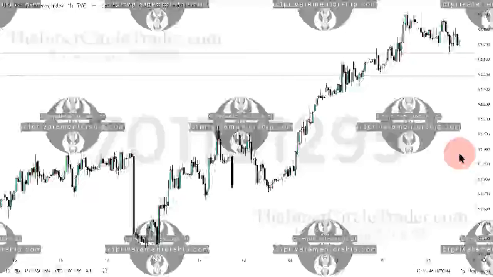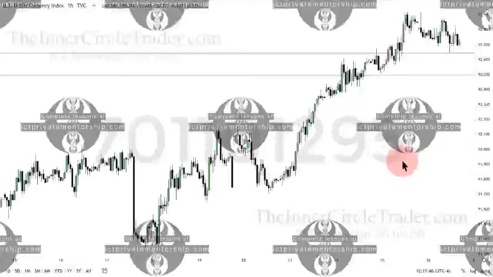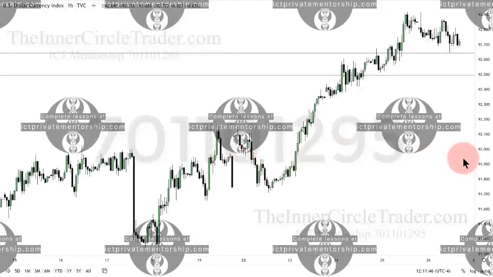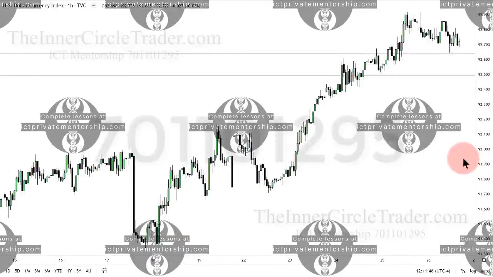Now, worst case scenario, dollar needs to come back deeper than I would like to see it trade back to. The equilibrium of this range, we'll call it 91.95, 91.90 in that vicinity. Price needs to stay above that to remain bullish for me. Otherwise, I'm looking for higher prices.